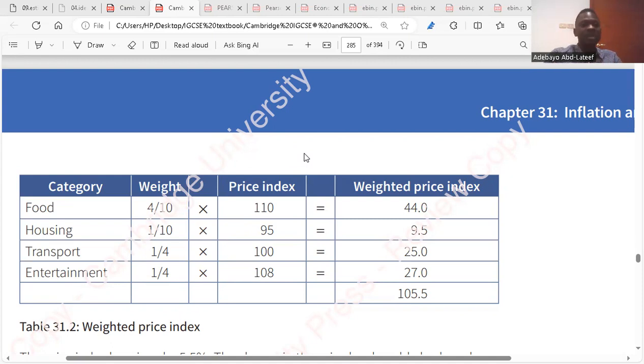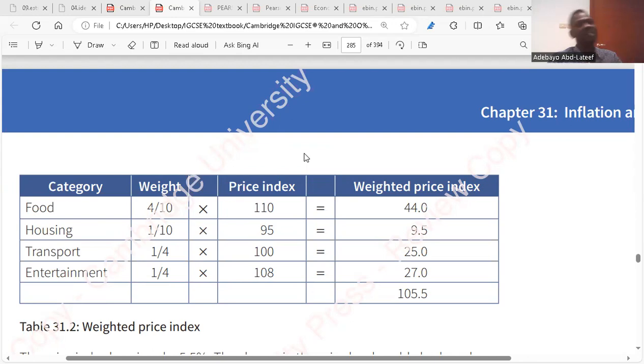So they said food increases by 10%. So that means we're going to talk about 40 over 100 multiplied by 110, because food has increased by 10%. It's always 100, so 10% will be an increment of 10, to be 110 for food. They said housing has reduced by 5%. It will be 100 minus 5%. They said transportation remains the same. That means it remains 100%. Then they said entertainment has increased by 8. So that is 108%.